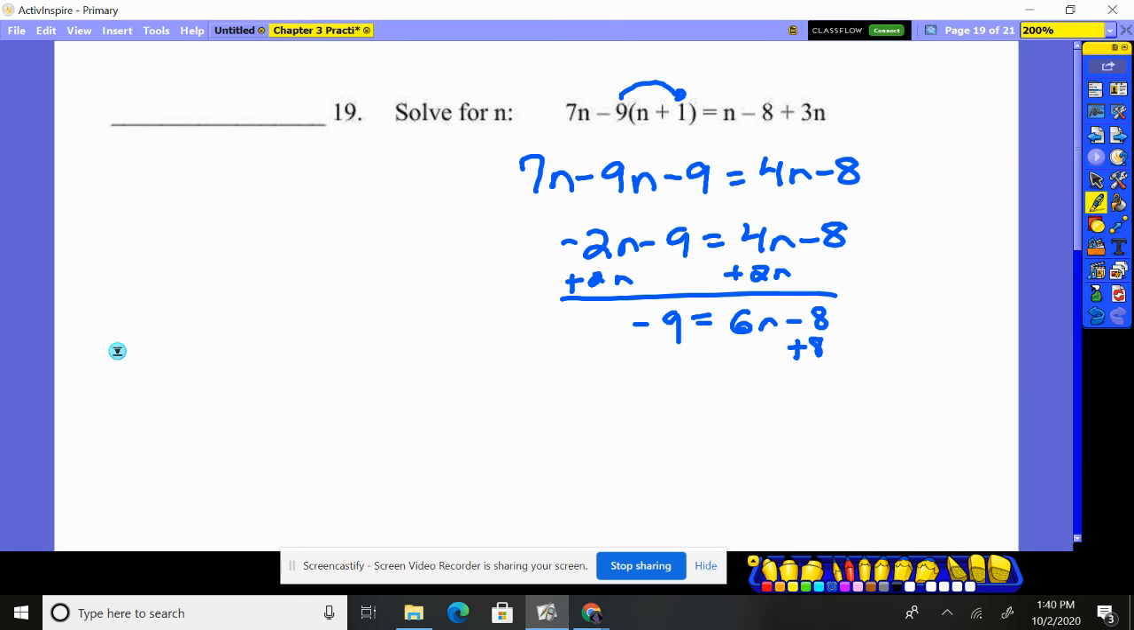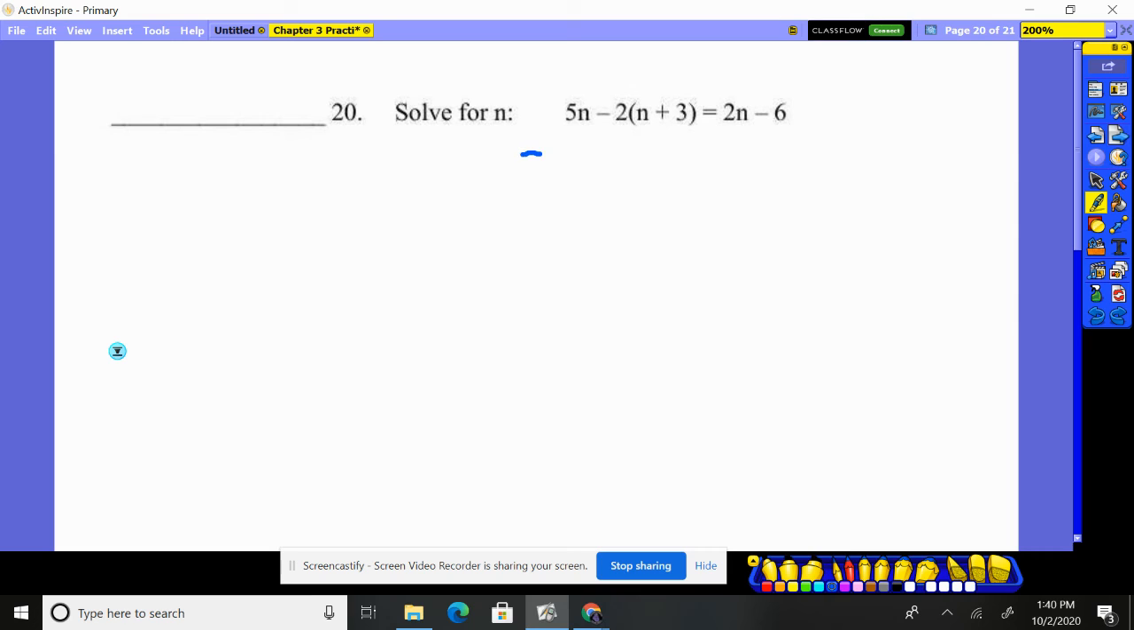I now move my 8 over. I get 6n equals negative 1. Divide by 6, divide by 6. N is negative 1/6. Okay? It's a single one answer. It's a single number answer. So nothing disappeared there. Our n's didn't go away. If our n's go away, that's when we're going to deal with either an infinite number of solutions or no solutions.